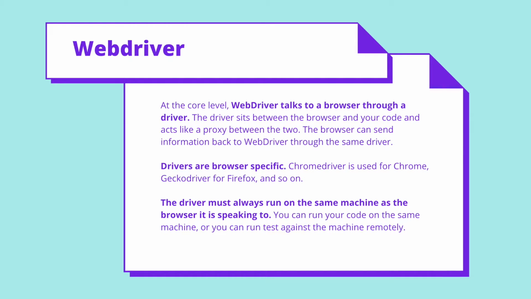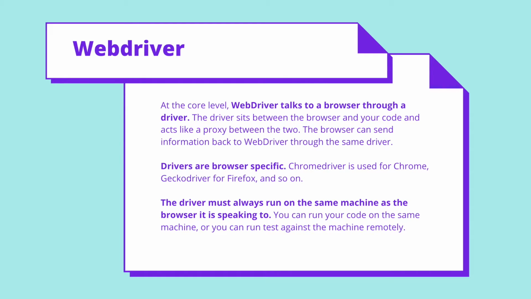At the core level, WebDriver talks to a browser through a driver software. Think about when you buy a printer. It installs a driver on your computer. Without that driver, your computer doesn't know how to use the printer. Well, WebDriver is exactly the same, but instead of a printer, it's the browser. So you have a driver that sits between your browser and your code, and it acts like a proxy between the two. Your code sends information to the browser and receives information back through the driver.